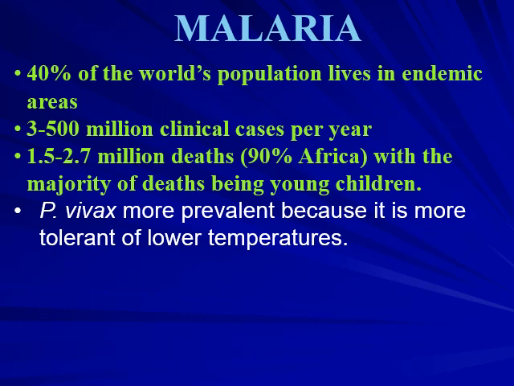Malaria, 40% of the world population lives in the endemic areas. There are 300 to 500 million clinical cases per year, 1.5 to 2.7 million deaths occur per year, 90% in Africa, with the majority of deaths in young children. Plasmodium vivax is more prevalent because it tolerates lower temperatures better.